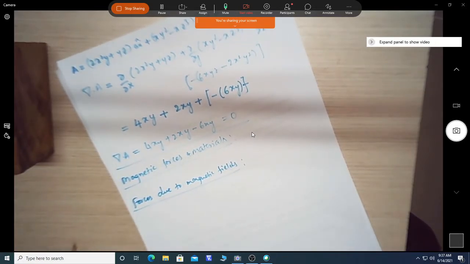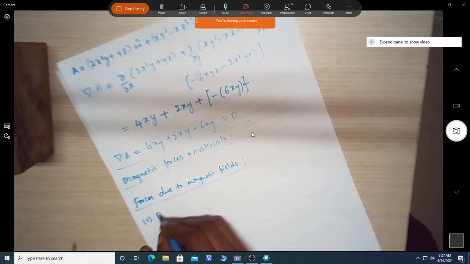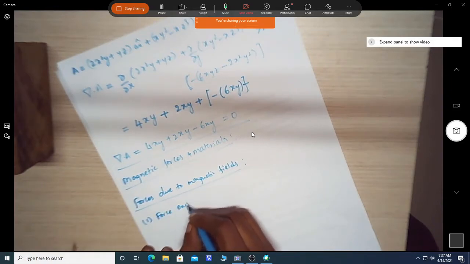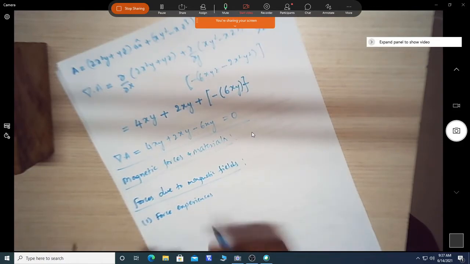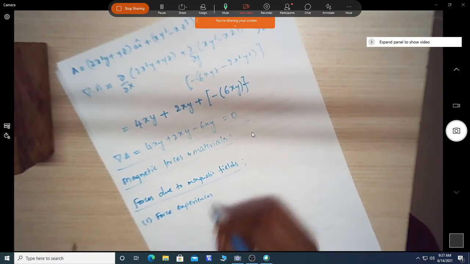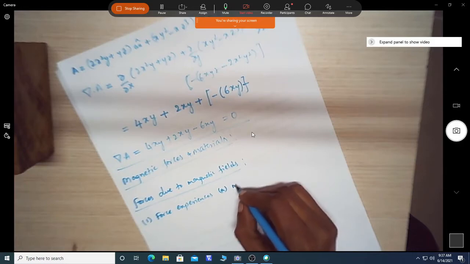So there are different kinds of force which are exerted by the magnetic field, which a particle or current carrying element experiences. The first one is the force experienced, or exerted by the magnetic field, on a moving charged particle.